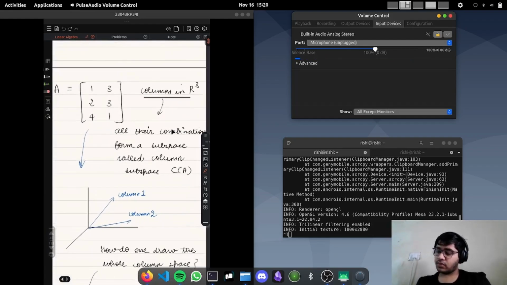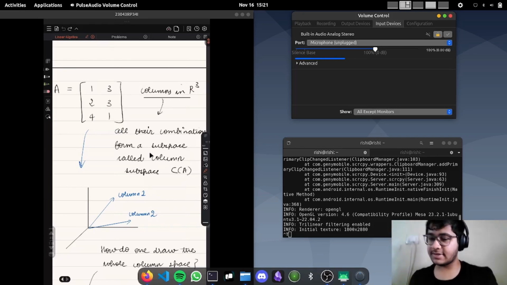Okay, so we have a matrix A, essentially with columns in R cube. So we have columns in R3, and all of their combinations form a subspace called the column space. This is a very interesting thing from the intuition we just received.